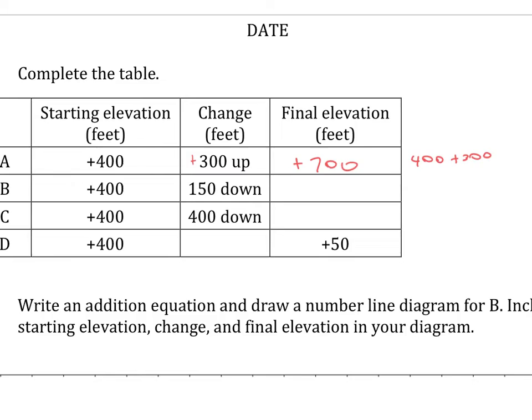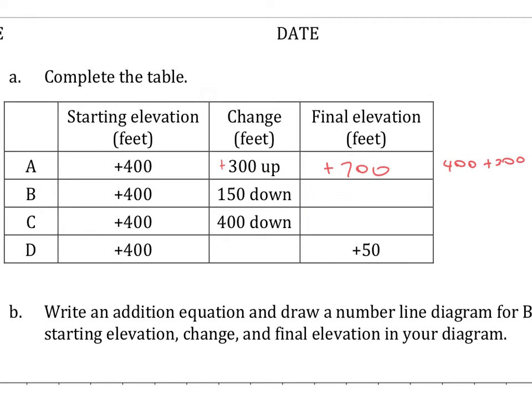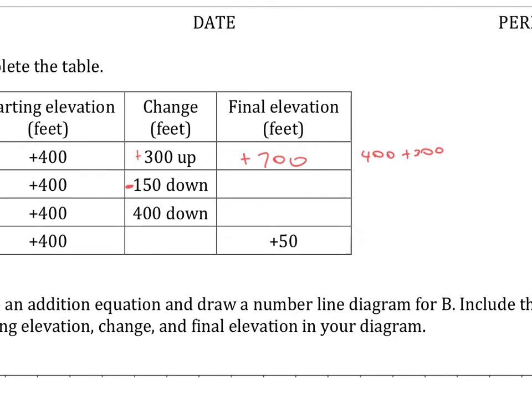The next one says she started at positive 400 feet again, and this time she went down 150 feet. So instead of it being a positive value, we know this is a negative value. So my addition problem would be 400 plus negative 150. And when I think about what that value is, remember the signs are different. So I know I'm going to subtract the absolute values. 400 minus 150 is 250.